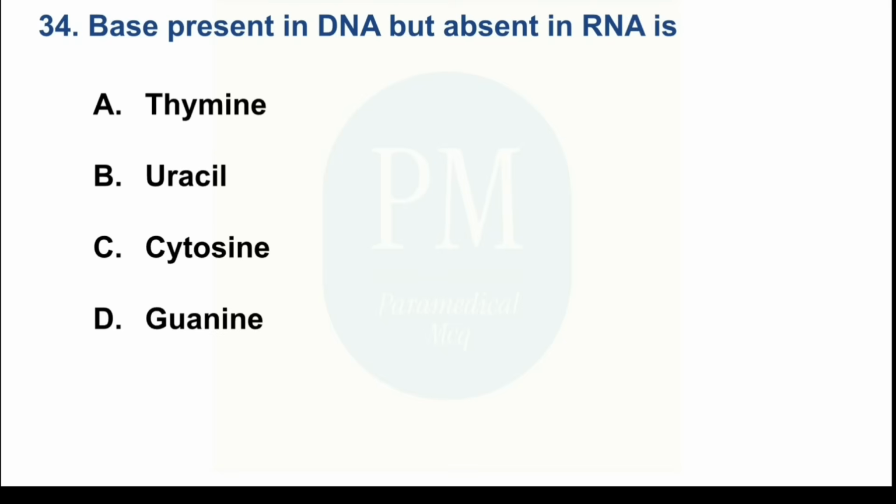Base present in DNA but absent in RNA is option A thymine, option B uracil, option C cytosine, option D guanine. The correct option is option A thymine.